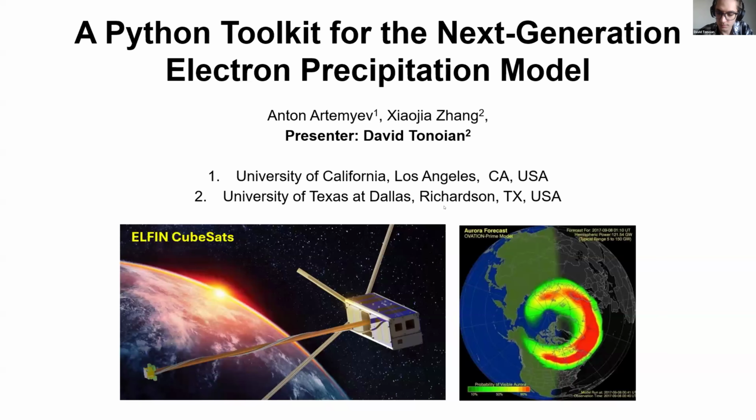Okay, can you see the presentation in the full screen? Yes. Okay, so hi everyone, I'm David Anayan, third-year PhD student at UT Dallas. I'm presenting our GCM proposal for Python toolkit for the next generation of electron precipitation model.